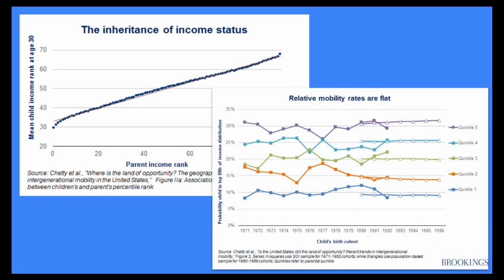As you see in this graph, called relative mobility rates are flat. The y-axis gives us the probability that a child will end up in the top fifth of the income distribution. And these colorful lines, each color represents the child when they were born who ended up in that specific quintile. So a quintile is a fifth of a population.